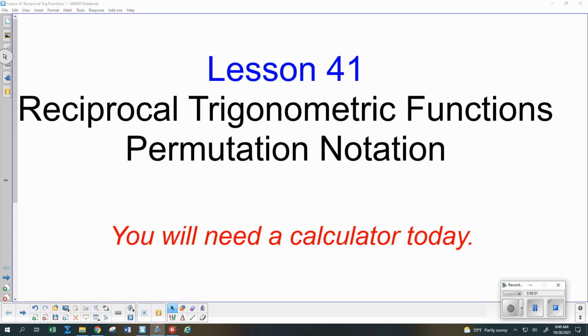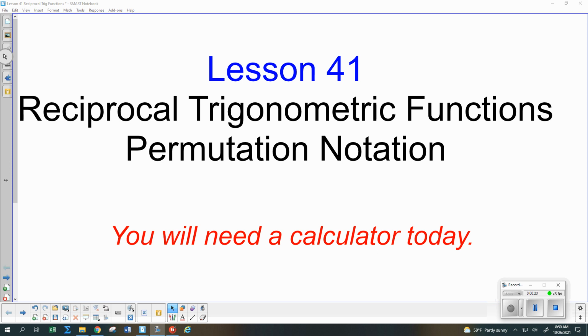In our lesson 41 today, you're going to get to learn about the rest of those trig buttons, the ones that say SEC, which is not set or second, and COT, which is not hot, and CSC. So we're going to define those, what they stand for, and work with those.